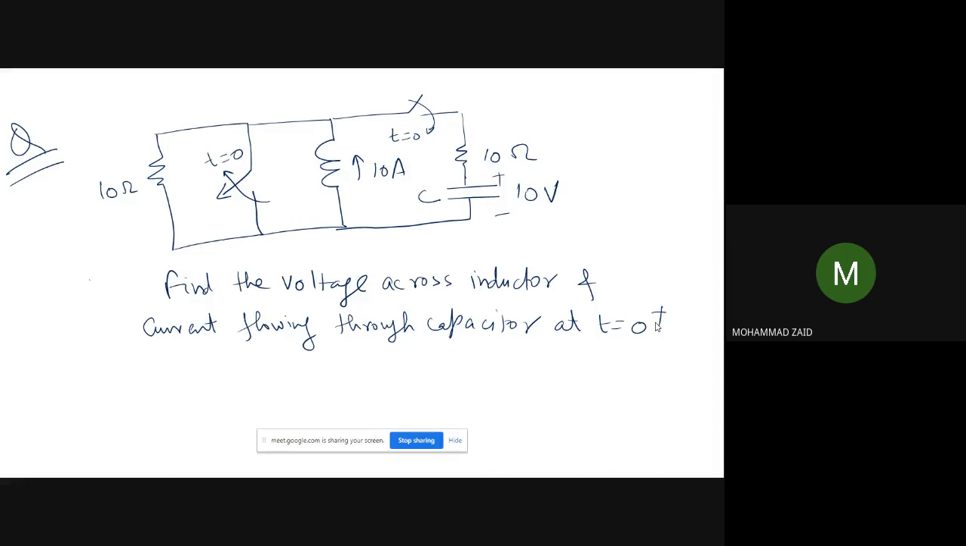Okay, this is from my side today. Try to solve more numericals. In the coming classes, we will solve more numericals from different books and different competitive examinations. Try to solve this question. The correct answer for it is: current through the capacitor is 4.5 ampere and the voltage across the inductor is 55 volt. This is the answer.